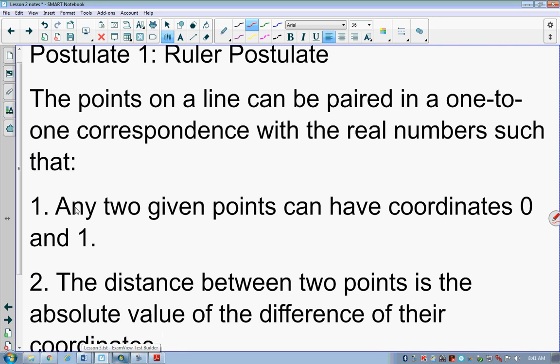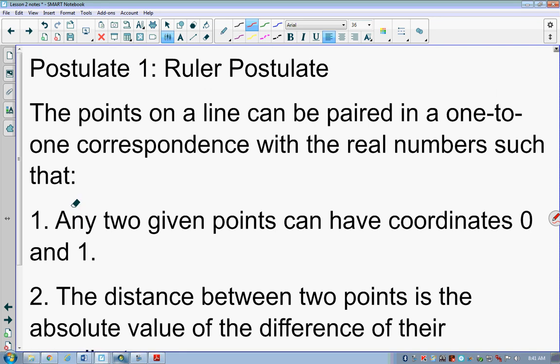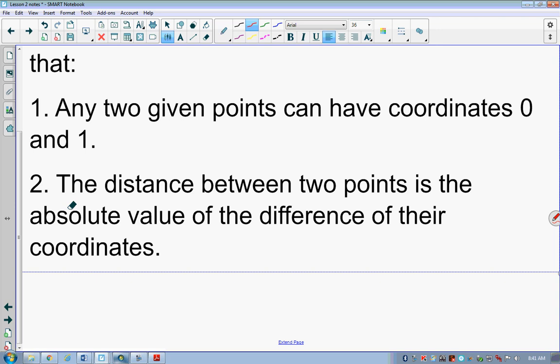Let's see, postulate number 1 in terms of looking at the ruler postulate. The points on a line can be paired in a 1-to-1 correspondence with the real numbers such that any two given points can have coordinates 0 and 1, which means I can take any segment and put it on a coordinate plane and give one endpoint 0, or 1, that type of thing. The distance between 2 points is the absolute value of the difference of their coordinates.